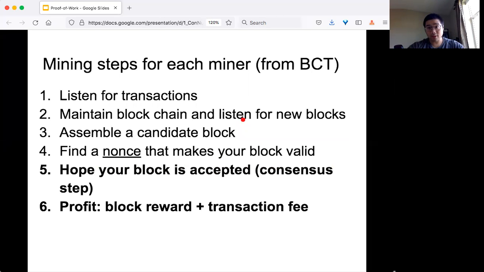And from the book BCT, the mining step for each miner is actually pretty simple. First, you listen for transactions, then you have your local blockchain, and you try to learn the new block. In the meantime, you assemble the transactions into your own candidate block. And then you want to find some nonce that makes your block valid. Later, I will tell you what valid means. And then you broadcast your block, hoping that your block is accepted. And if your block is accepted, you get profit, which is a block reward and transaction fee.